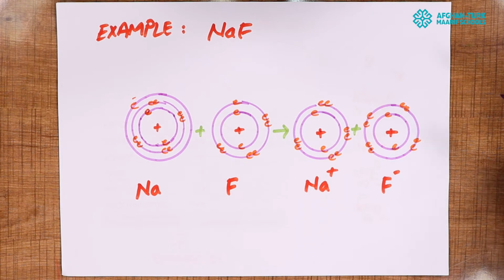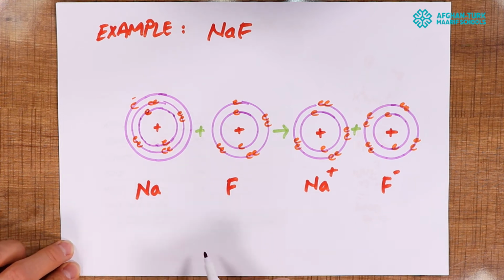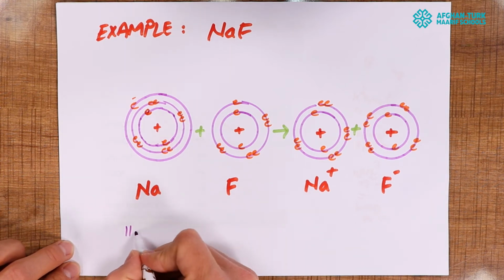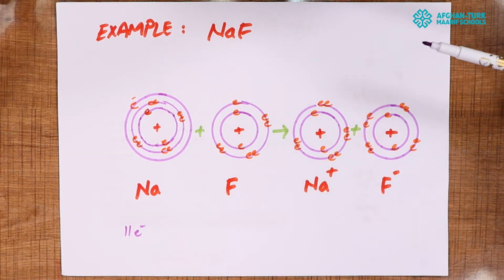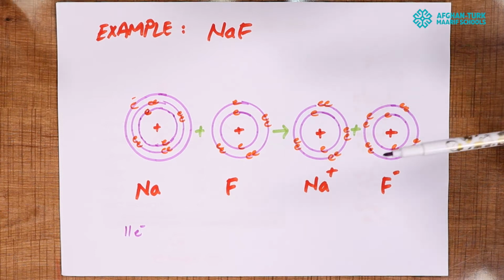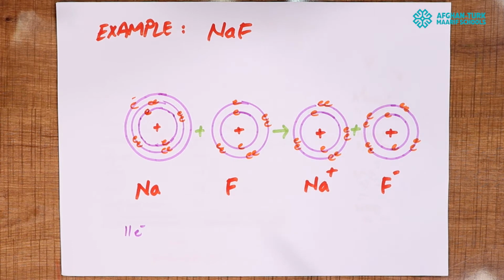The example is sodium fluoride. You can see over here sodium has 11 electrons, because the atomic number of sodium is 11. Okay, the number of electrons and protons are always the same in a neutral atom. So we can say that the atomic number is the same as the number of electrons in a neutral atom. And fluorine has 9 electrons, 2 electrons in the first shell and 7 electrons in the next shell.